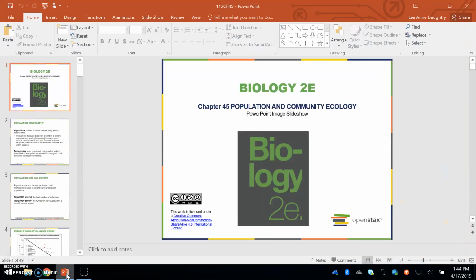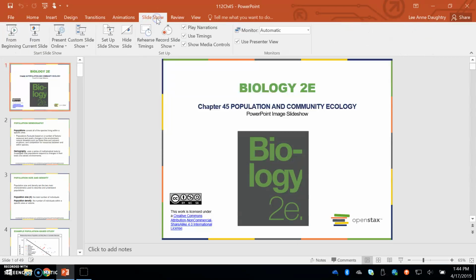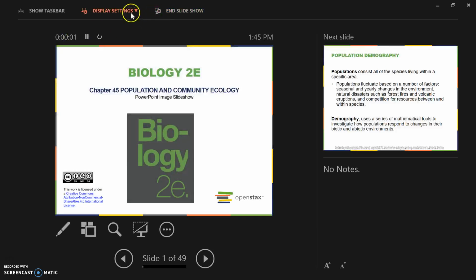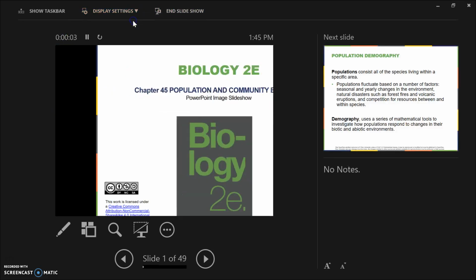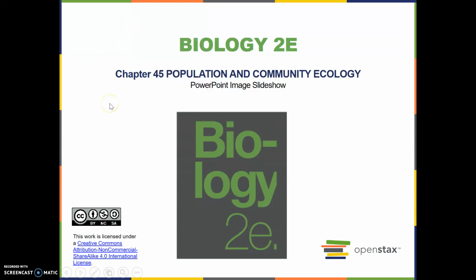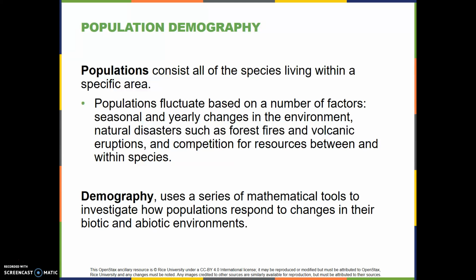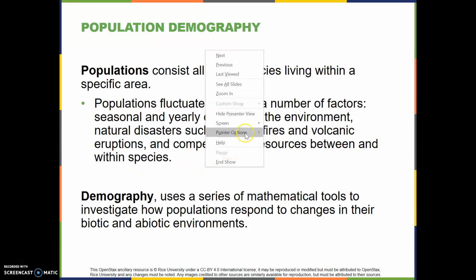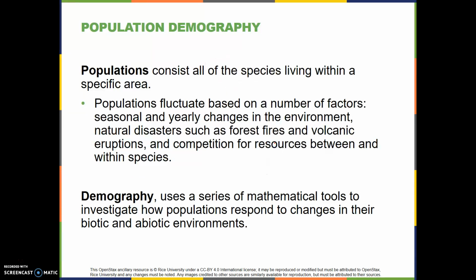These are the lecture notes for chapter 45, which is population and community ecology. Little warning, this is probably the longest chapter that we have had. A lot of information in this chapter. So we're going to start out with population demography.